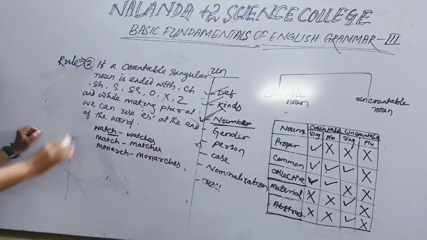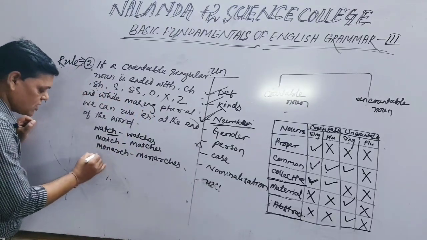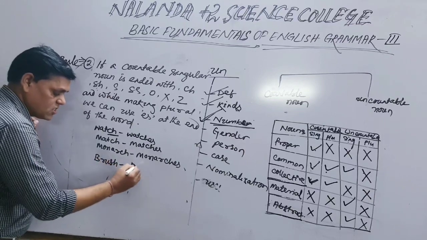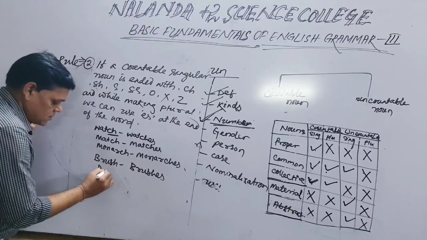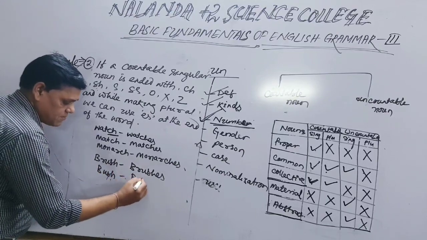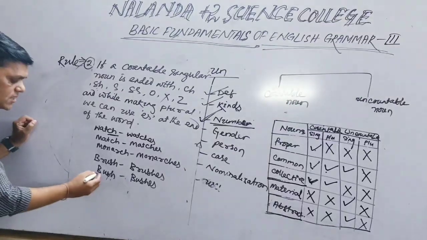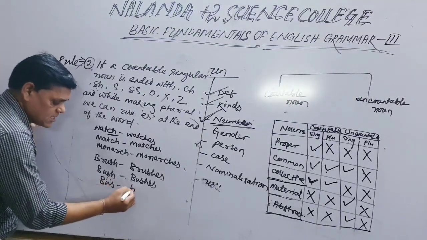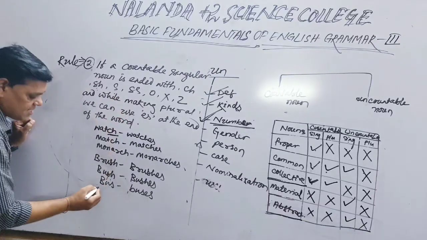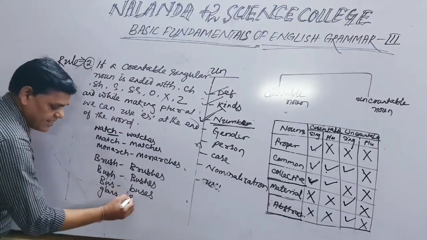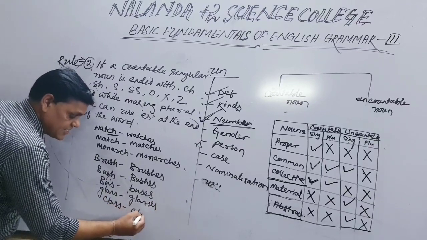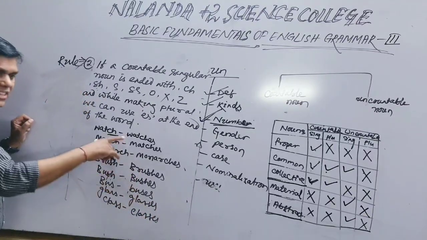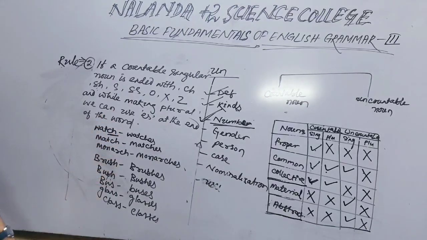Yes, like that. sh: brush, brushes. Bush, bushes. Now s: bus, buses. ss: glass, glasses. Class, classes. Invariably es is used to make all the given nouns from singular to plural.